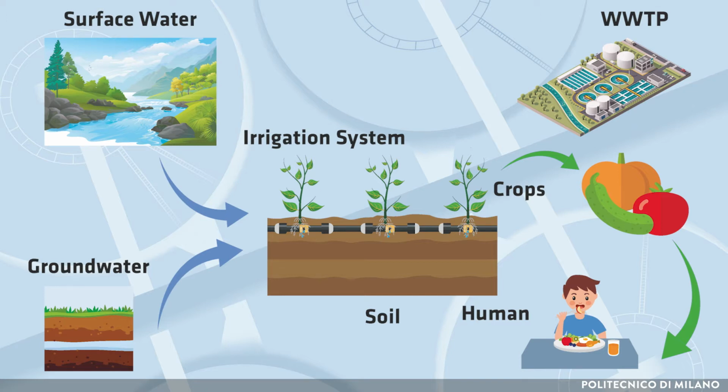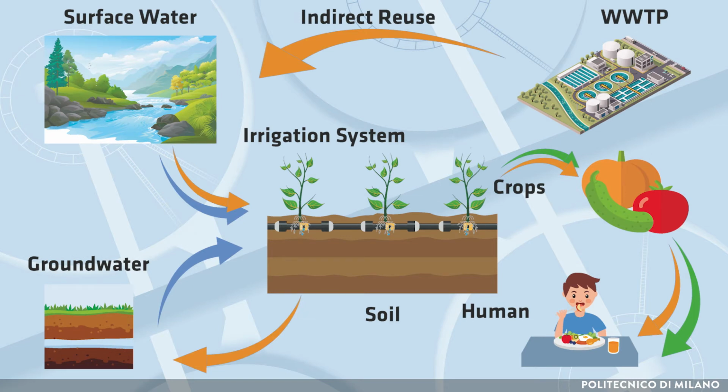Based on the final destination of the reclaimed effluent discharged by the wastewater treatment plant, the reuse can be addressed as indirect reuse when the effluent is discharged into the surface water and the irrigation water is derived downstream of the point of discharge, or direct reuse when the effluent is directly used for crops irrigation, usually through an artificial distribution network connecting the wastewater treatment plant to the irrigation systems.